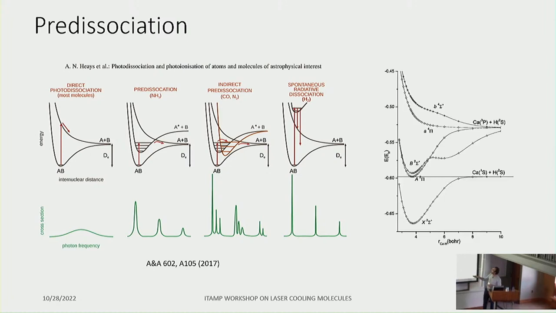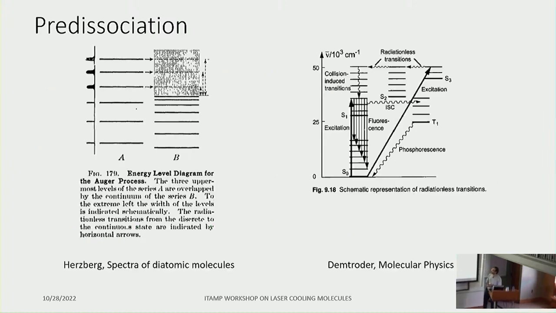But if you look at the diagram of calcium hydride and focus on the bottom of these potentials, this is where we are trying to cycle photons. Nothing of this nature seems to be happening around there. So the mechanism of predissociation in our case is actually a much simpler, more basic thing that happens, which is kind of just a coincidence.